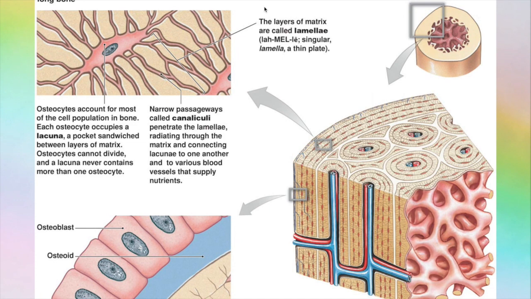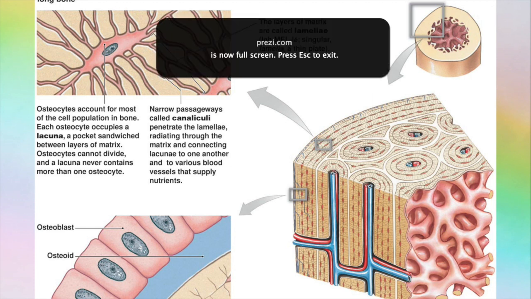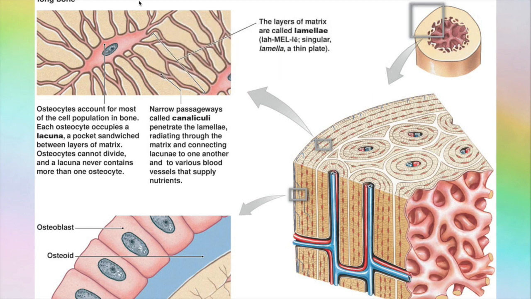Now the bone consists of a calcified matrix along with several cell types. So if we look closer up at bone, we'll see these little cells right here. These are called osteocytes. Osteocytes are the mature bone cells. They maintain the protein and the mineral content of the surrounding matrix.